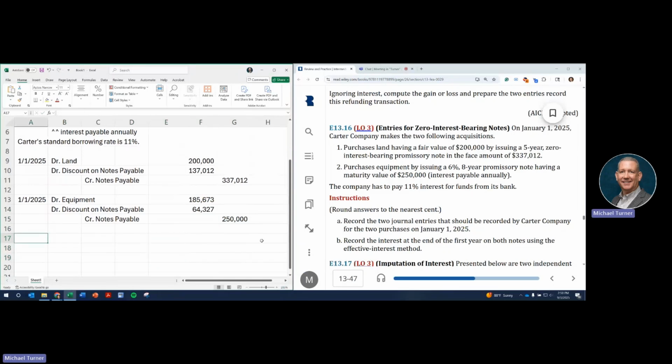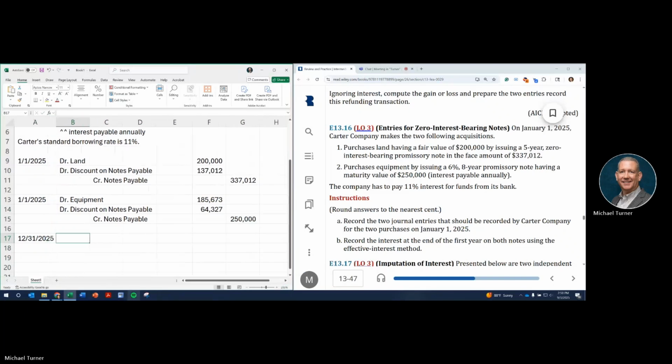Now let's look at part B. Part B says record the interest at the end of the first year on both notes using the effective interest method. Okay, so we are now at December 31st, 2025. And we're going to record the interest. Let's start with the land. So we have interest expense, and we will slowly amortize that discount on notes payable. And again, this one's for the land.